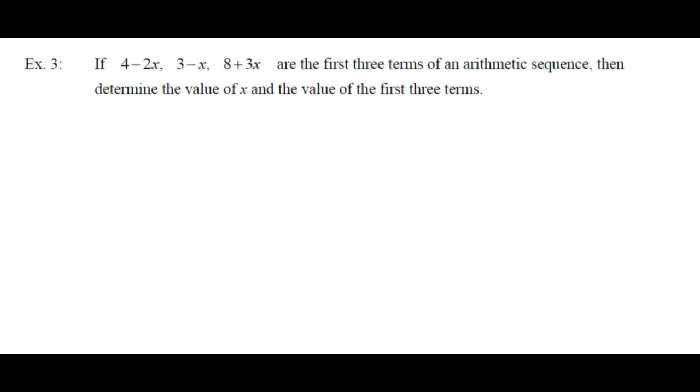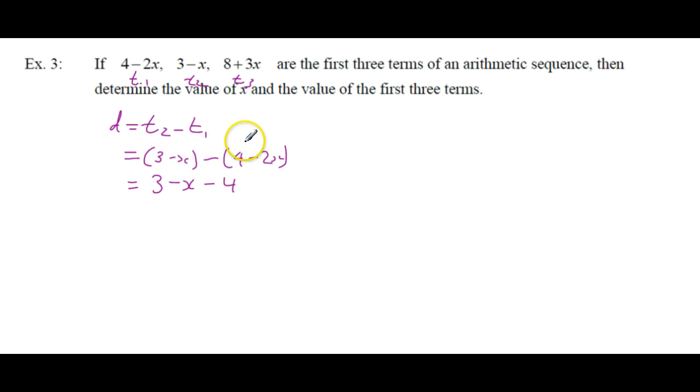If 4 minus 2x, 3 minus x, and 8 plus 3x are the first three terms of an arithmetic sequence, then determine the value of x and the value of the first three terms. Okay, so we've got T1, T2, and T3. Now, I know that d is equal to t2 minus t1, right? The common difference. You take any term, so 3 minus x, and from that, you subtract the first term, 4 minus 2x. So let's work this out. We'll just remove the brackets. 3 minus x minus 4, distributive law, minus 4 plus 2x. So negative x plus 2x is x, and 3 minus 4, x minus 1. So we know that d is equal to x minus 1.